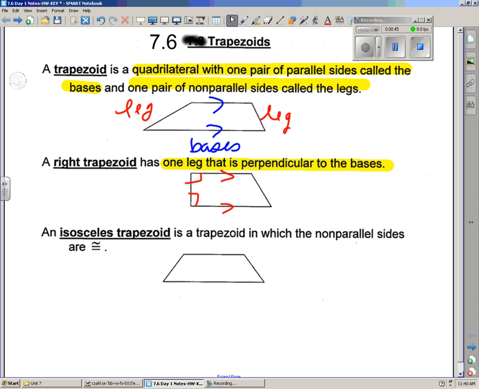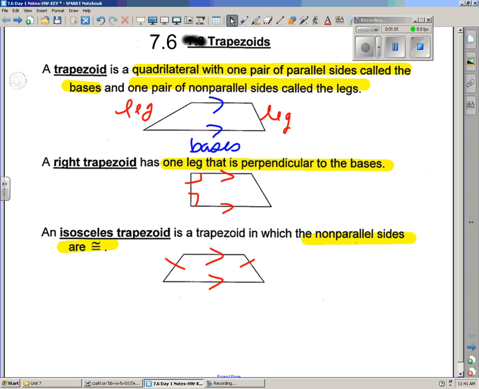Isosceles trapezoids, that's what we're going to do mostly. An isosceles trapezoid is a trapezoid in which the non-parallel sides, those legs, are congruent. So that's going to be this. Okay, that's again the parallel symbol.